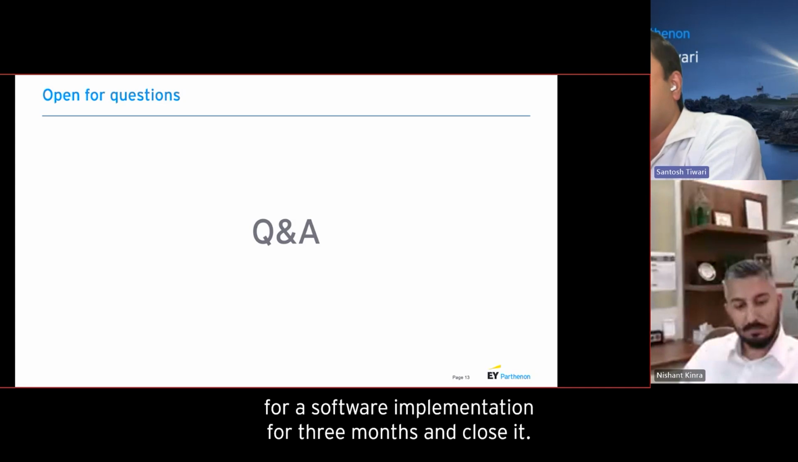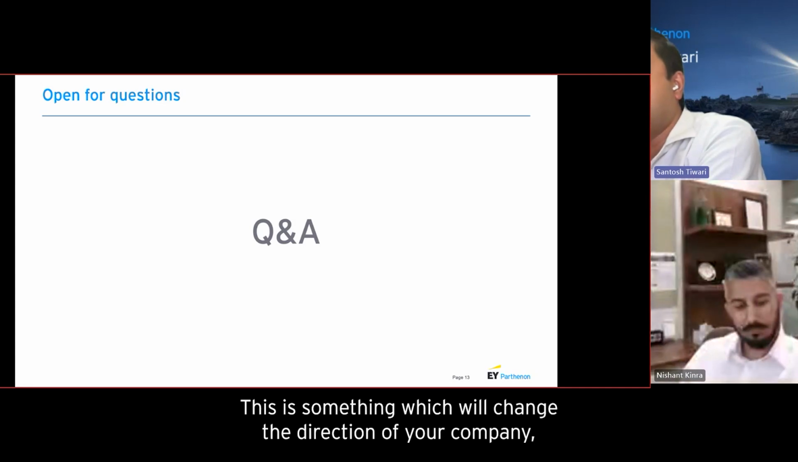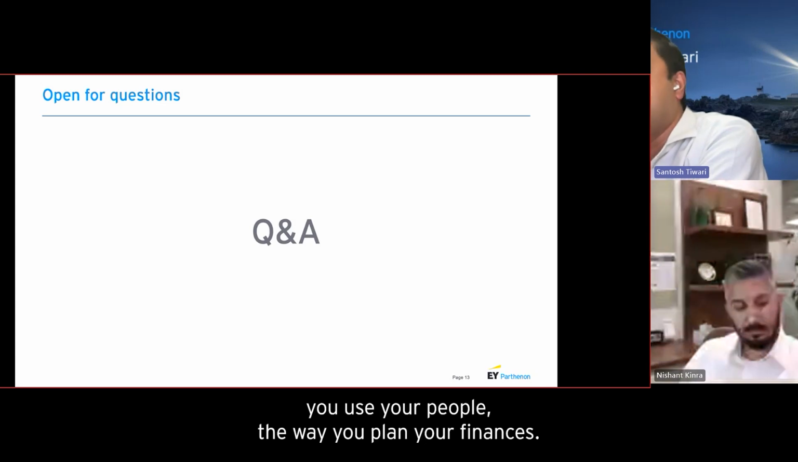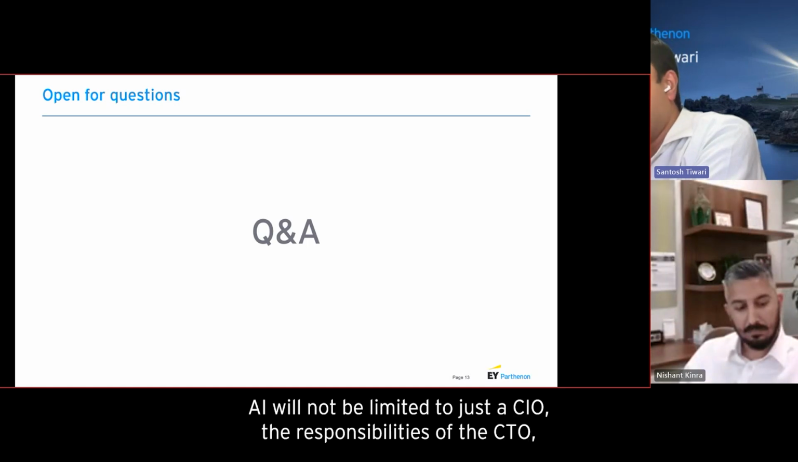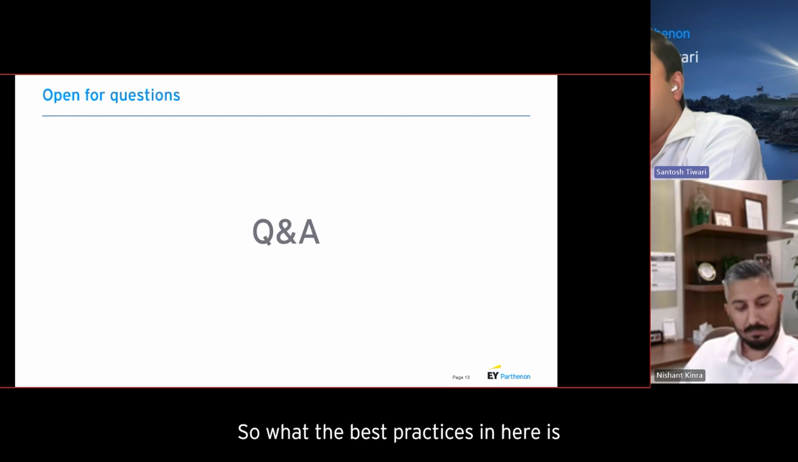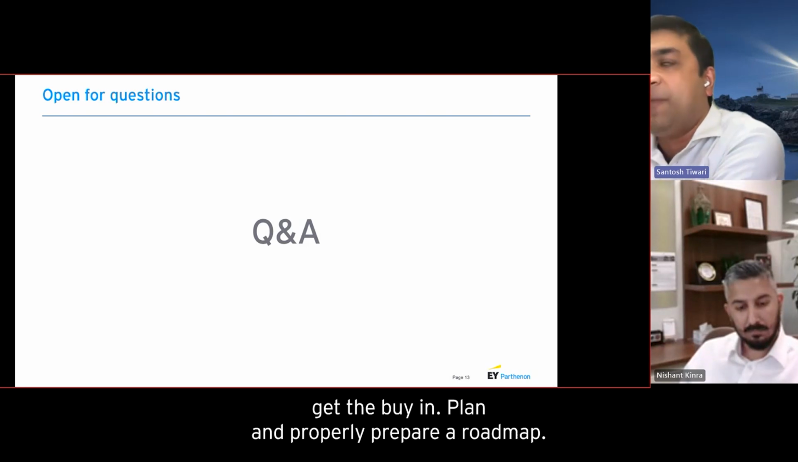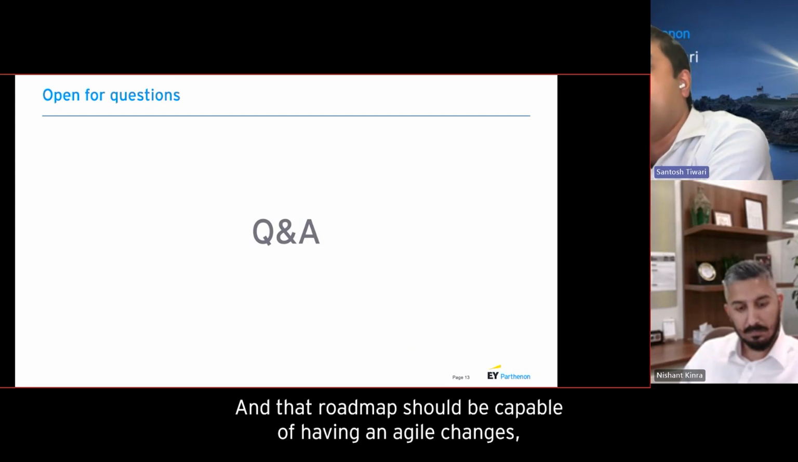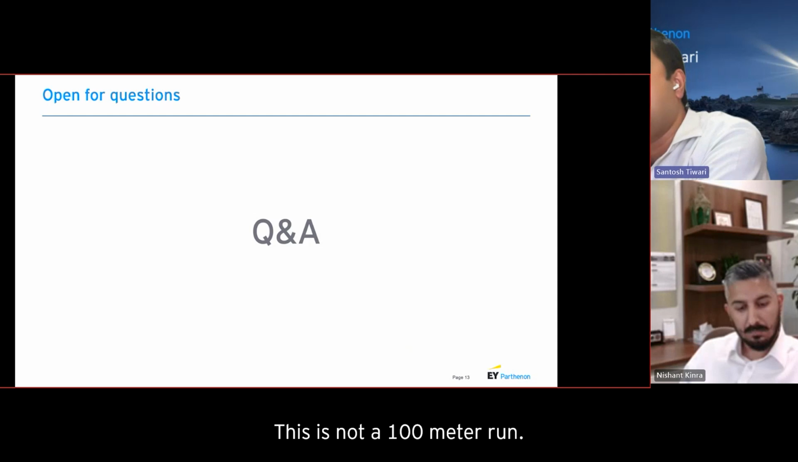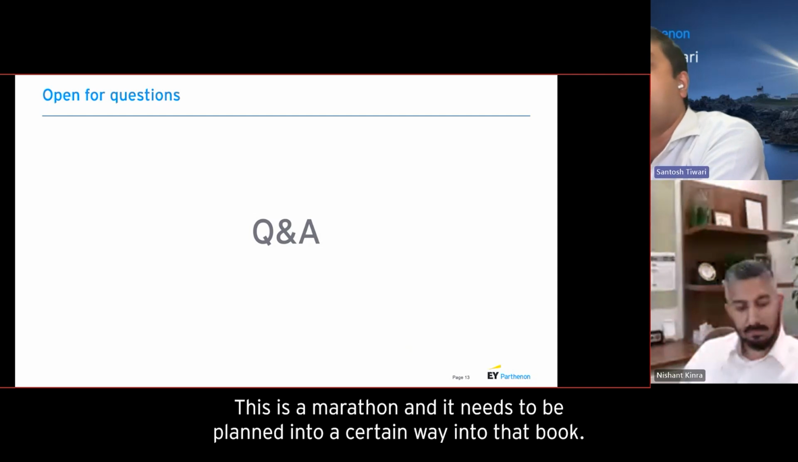This is not something which you do like a software implementation for 3 months and close it. This is something which will change the direction of your company, the way of your working, the way you recruit, the way you use your people, the way you plan your finances. AI will not be limited to just a CIO's or a CTO's responsibility. It will become the organizational lifeblood at some point. So the best practice is get the buy-in, plan it properly, prepare a roadmap, and that roadmap should be capable of agile changes as it grows and as the technology changes. This is not a 100-meter run. This is a marathon, and it needs to be planned that way.